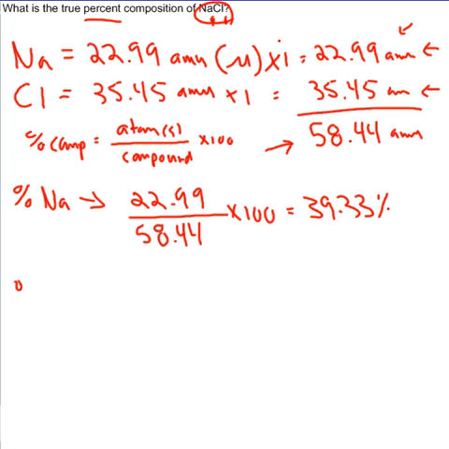And you might be able to figure this out without doing any more real math, by saying, well, since all the rest of it's chlorine, you can subtract the 39.33 from 100. But let's just do it out anyway.